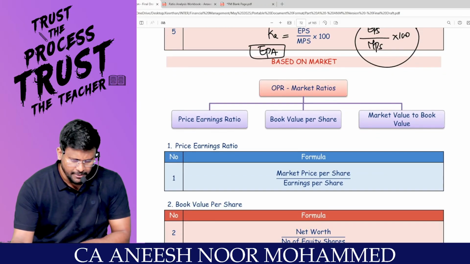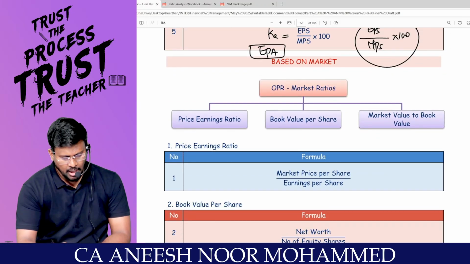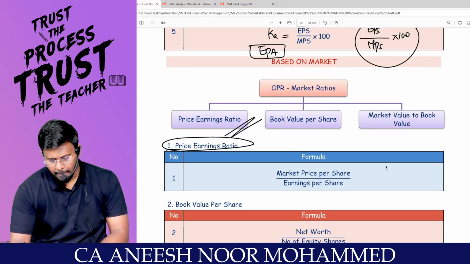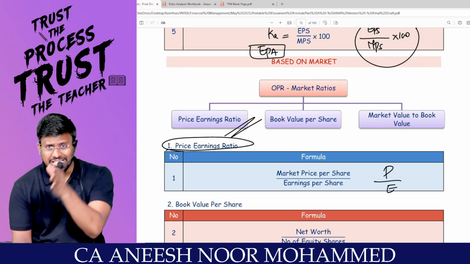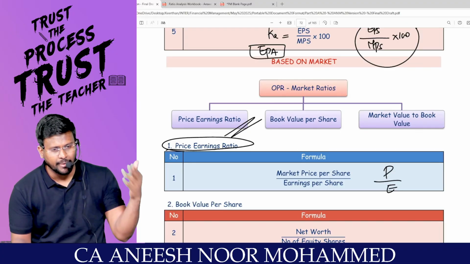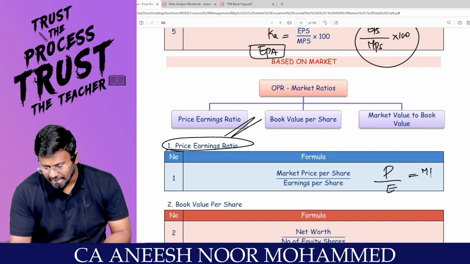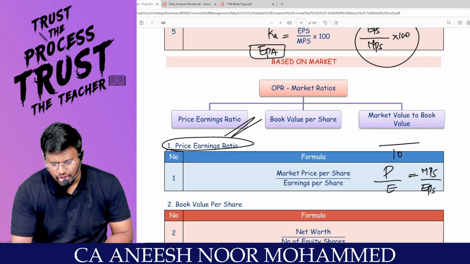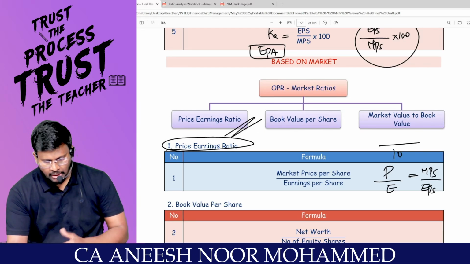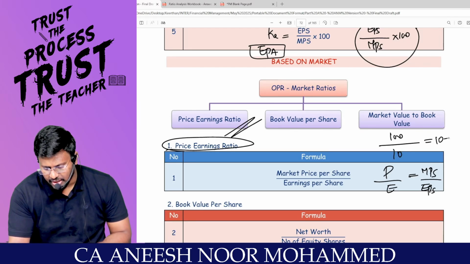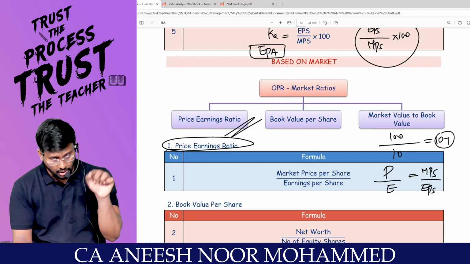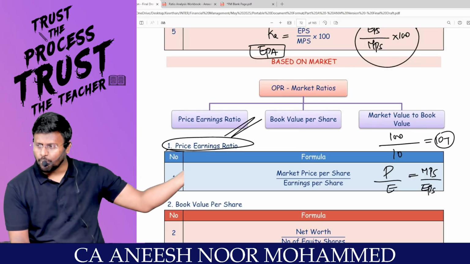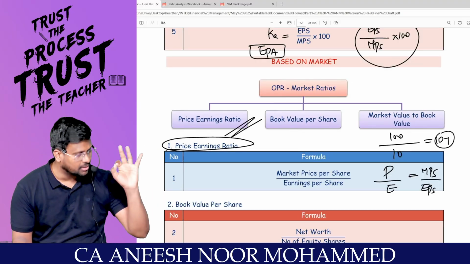That's it. Coming to the market ratios. Price earning ratio means price divided by earnings. What price? Market price. Divided by what? Earnings. For example, sir, my share has an EPS of 10, and the market price is 100. That means 10 times. A share generating an EPS of 10 has a value of 10 times in the market. That's what the price earning ratio is.